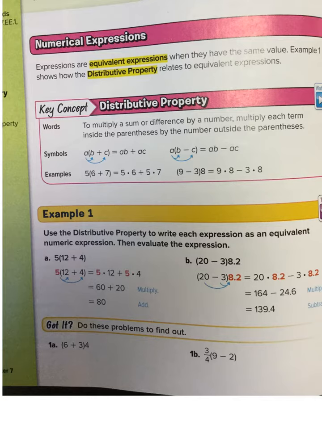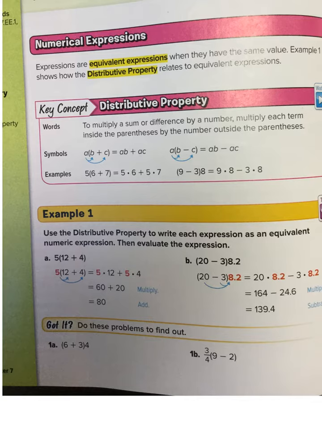To multiply a sum or difference by a number, multiply each term inside the parentheses by the number outside the parentheses. So in symbols, if we have a times b plus c, we're going to take a times b and then a times c. If it's subtraction, it'll be a times b and then minus a times c. So example in numbers, 5 times 6 plus 7 would be 5 times 6 and then 5 times 7. Or if it was subtraction, it would be 8 times 9 and then minus 8 times 3.